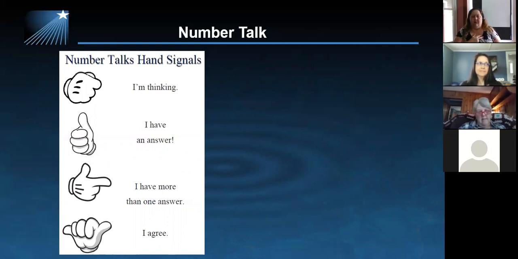So if a student has 3 or 4 solutions, then I might call on the student who only has 1 solution first because I want to make sure that they are also participating in the number talk. And as students are sharing out their solutions, there's this "I agree" symbol. The middle fingers are curled down and the thumb and pinky are out, and they're rocking it back and forth, like, I have that same idea. I'm thinking the same thing.